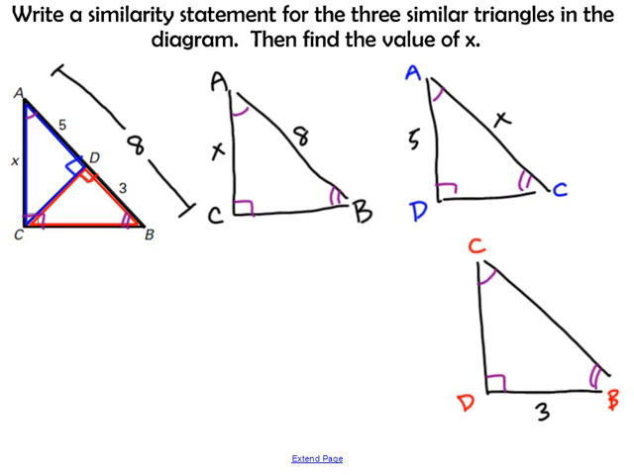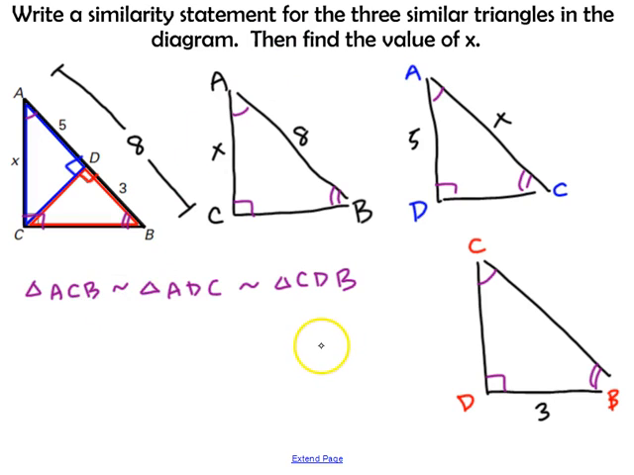Now let's go ahead and write the similarity statement. We did this in our first example. We're just going to list the three triangles. If we go triangle ACB is similar to triangle ADC, similar to triangle CDB. So remember, you have to make sure that you follow the order of the first triangle in terms of which angles you're listing in what order, because the corresponding angles have to be congruent.